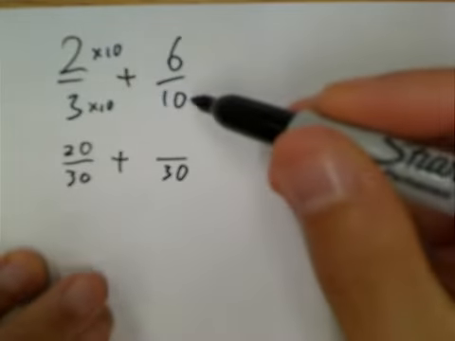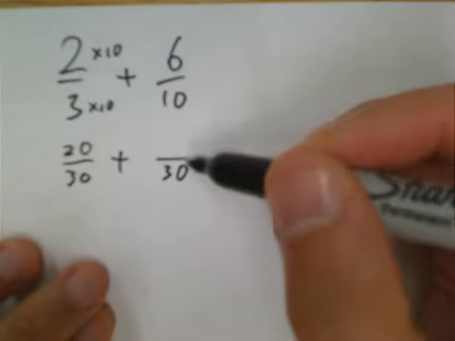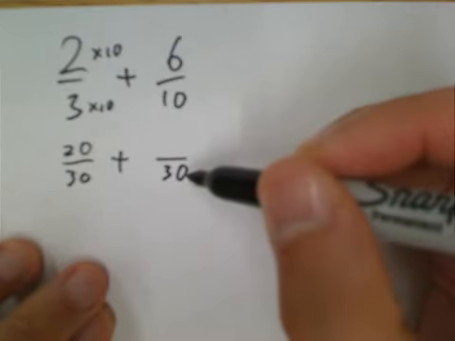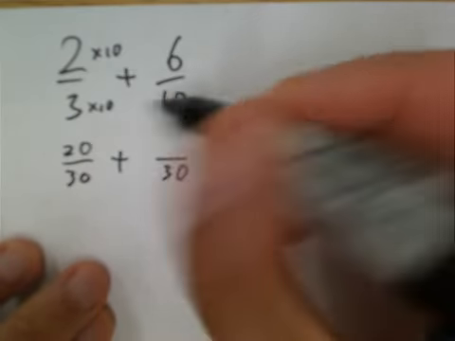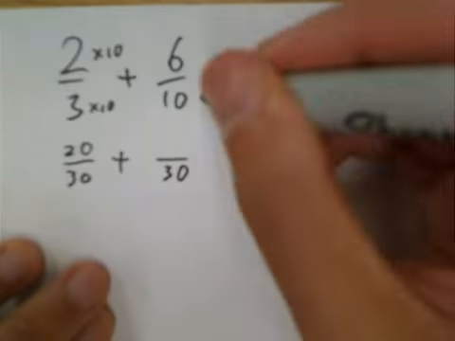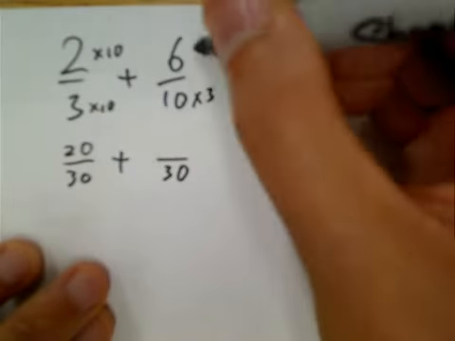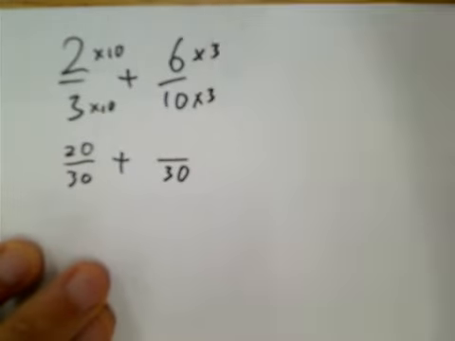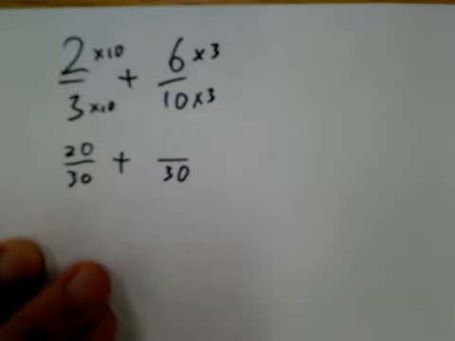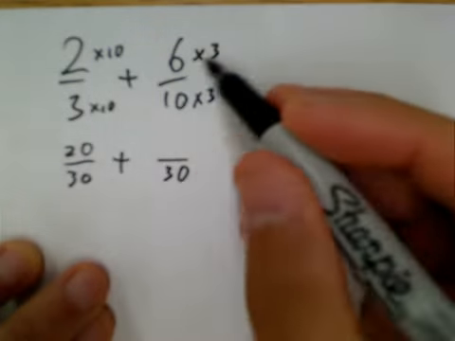Over here, I want to look at what I multiply by over here. If we're going from 10 to 30, well, that's times 3. Obviously, I took 10 times 3 to get 30. I multiply those together. So I'm going to write times 3 there. I have to do the same thing to the numerator. If I do the same thing to both, it'll actually be the same value. So that'll give me 18.